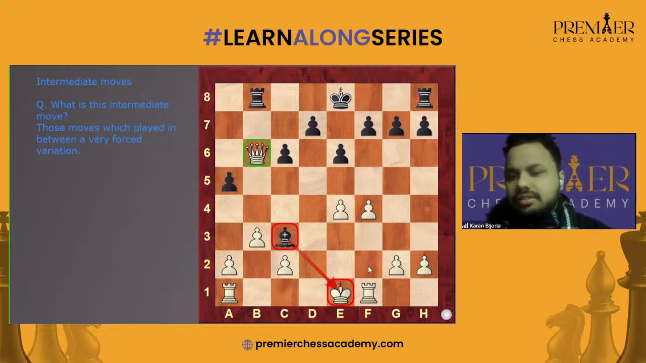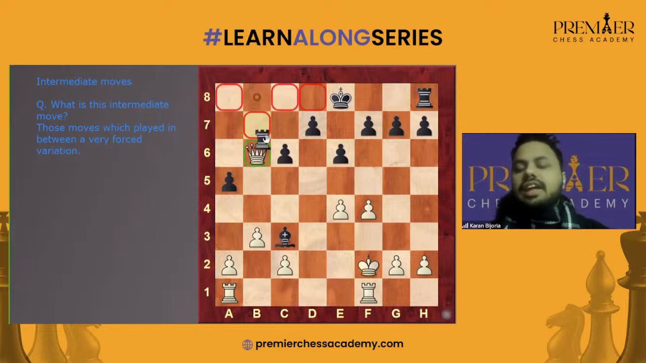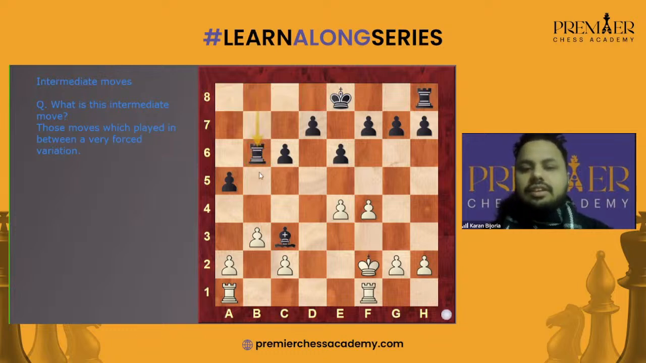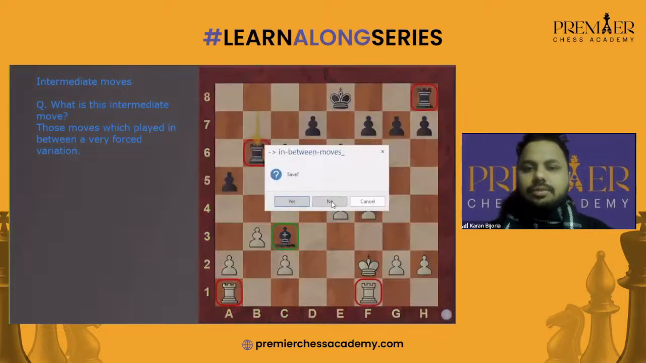It doesn't matter where he goes. Let's suppose he protected himself here. Now we will just capture the queen. And if you look very carefully, both sides have one rook and black has an extra piece. This extra piece will lead to victory for black. So this is the intermediate move. Okay, let's go to the next position.